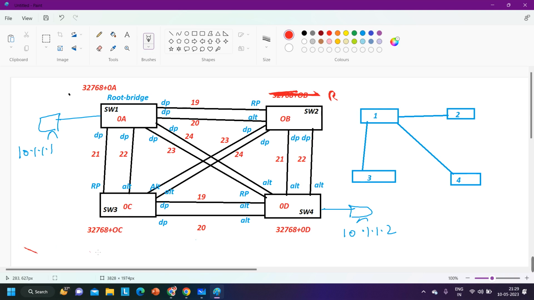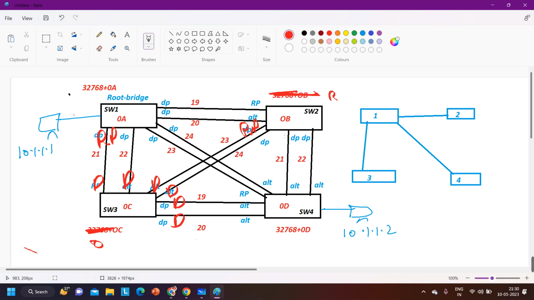Wait, let me set priority 0 over here. So DP, DP, DP, DP, DP, DP, RP, 21, 23, RP, 19, here between switch 2 and 4.